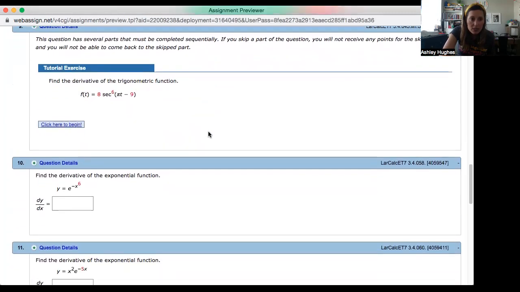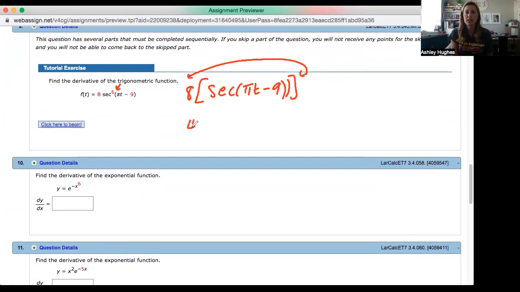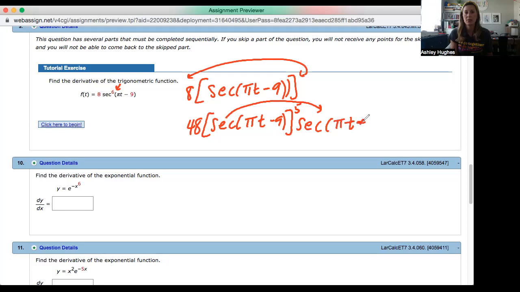Okay, so this one is a little tricky. When you have a trig function and this notation is written with the 6 inside like that, you're going to put the 6 on the outside. So when I move the 6 down, 6 times 8 is 48. Keep the secant by itself. Move 6 to 5 because you're going to go down 1, then you're going to multiply by secant. Secant's derivative is secant minus tangent.